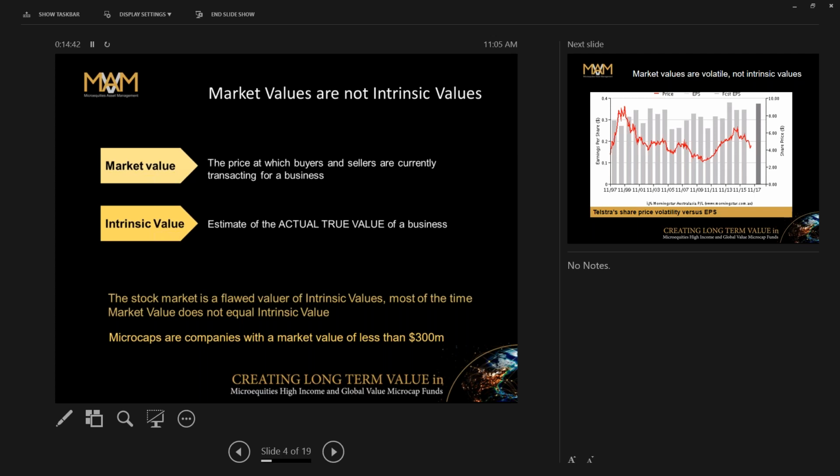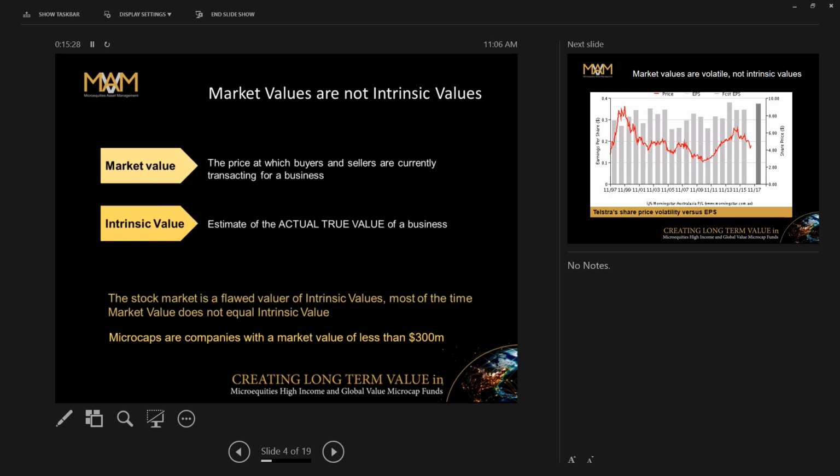Microequities is a value investor, and one of the key engines for our performance is the fact that the market does not calibrate the intrinsic value properly, and certainly not between the short and medium term. That is, there can be large variations between the intrinsic value and the market value. If you think about what market value is, it is the price at which buyers and sellers are currently transacting a stake of that business partnership. But the intrinsic value is the actual true value of a business at any given point in time. And we know for a fact that the stock market is a flawed measure of intrinsic value, certainly over the short to medium term.